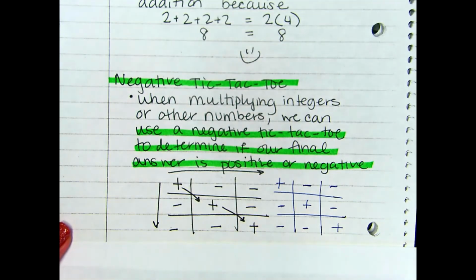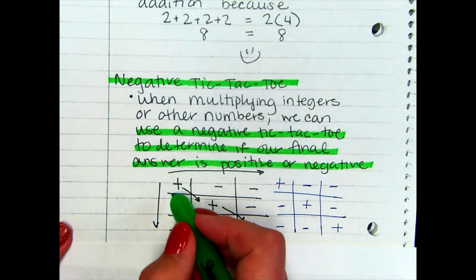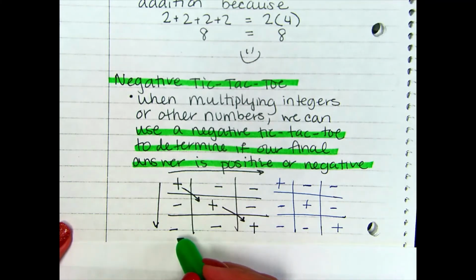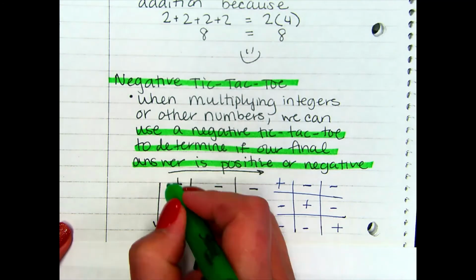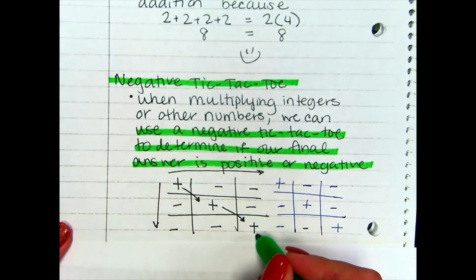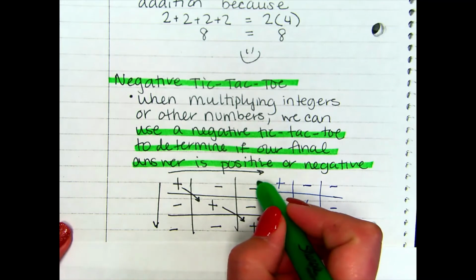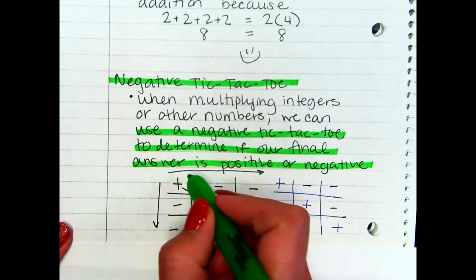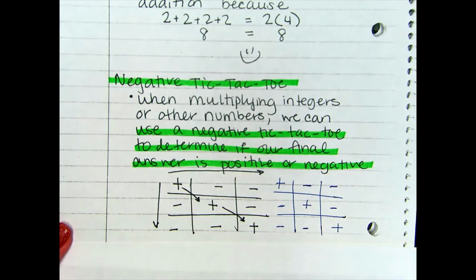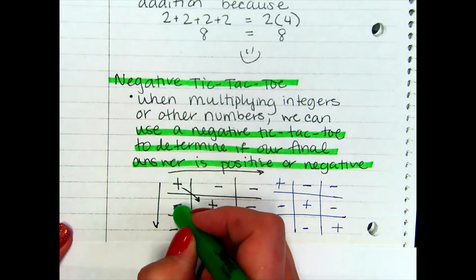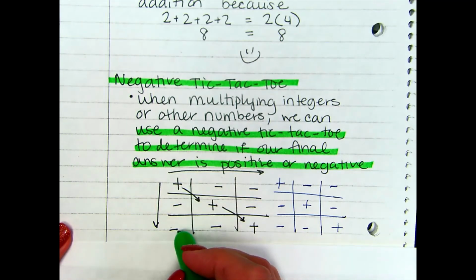Now, what this is going to tell us when we are multiplying 2 integers together is what the outcome of our answer would be. So I can go up and down to find out what my answer is. I can go diagonal, left to right, right to left, down and up. I can go all of those different directions, but no matter what, where I land on this is what the answer to my problem will be. So here, if I have a positive times a negative, my answer would be negative.